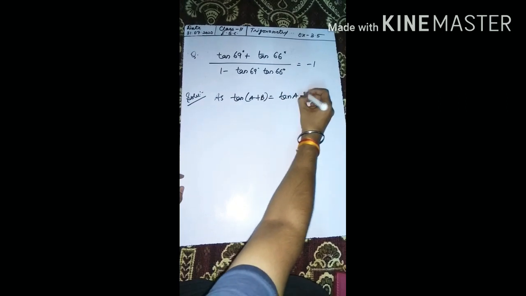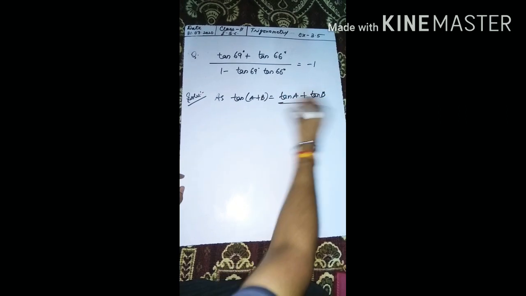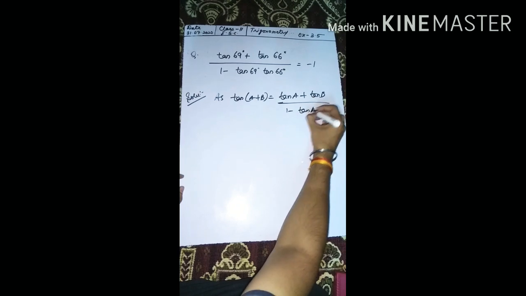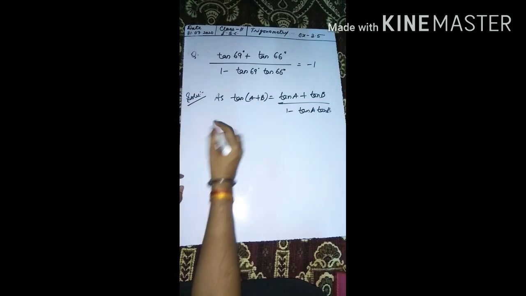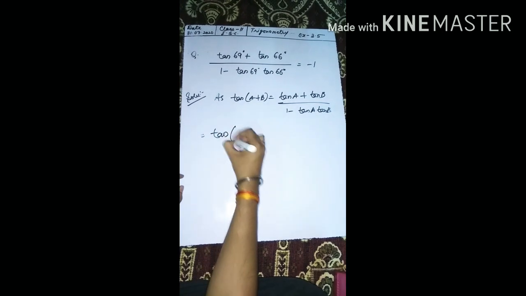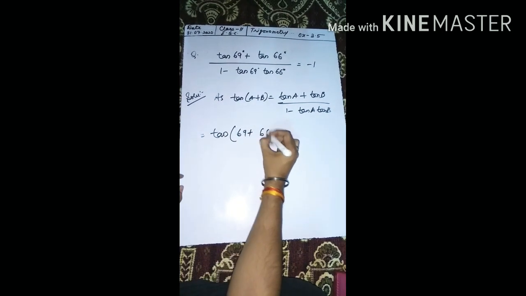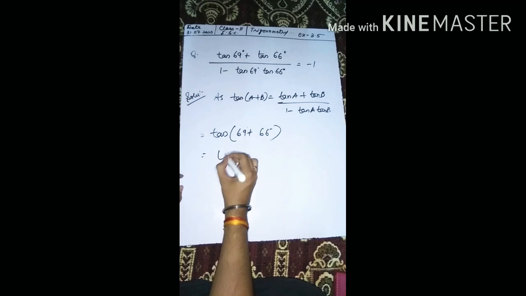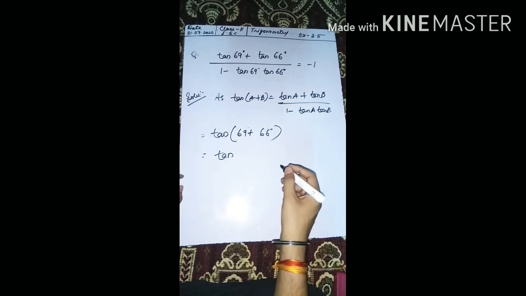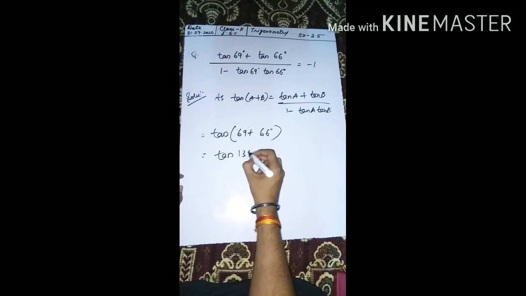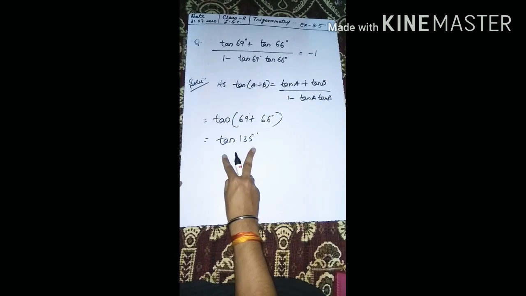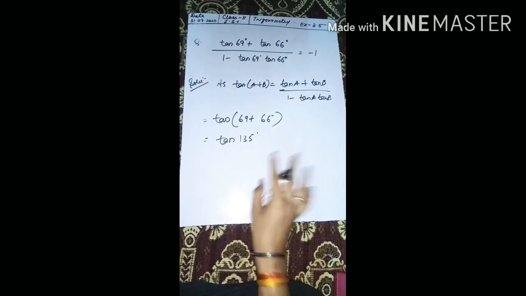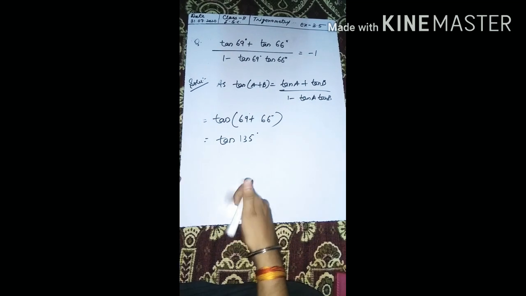tan a plus tan b upon 1 minus tan a tan b. Okay, so that is the expanded form. So how can we write it in the simplified form? That is tan (69 plus 66) degree. Okay, 69 plus 66 is 135. Now tan 135 is equal to minus 1. With the calculator you can check, but how can we solve it mathematically?